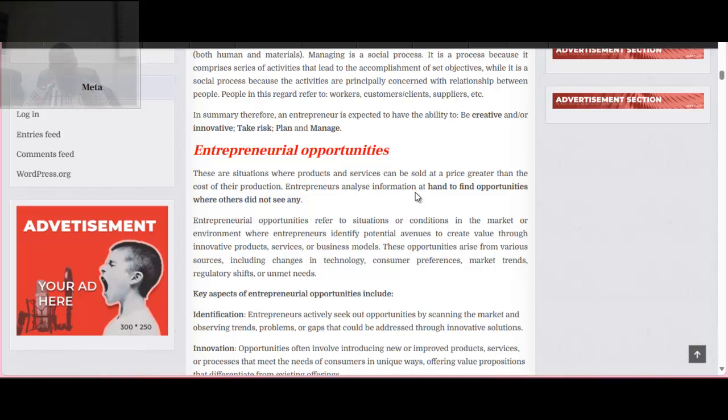People will tell you, I need light food. Light food, this morning, the only person that sells is that man. Then you see everybody going there. It's a privilege that you get. There are key aspects of entrepreneurial opportunities that I also had here: innovation, value creation, and all that. I added them so you could go through them.